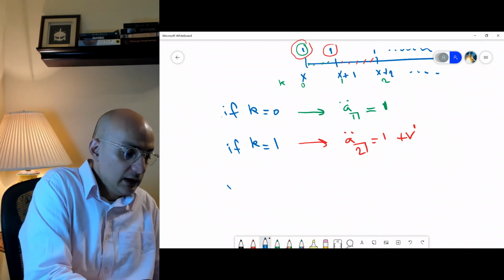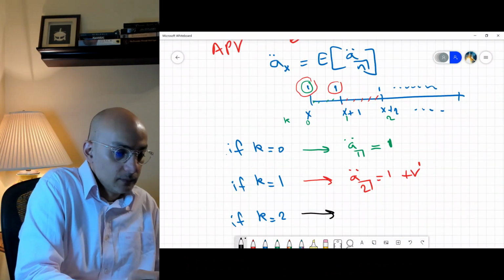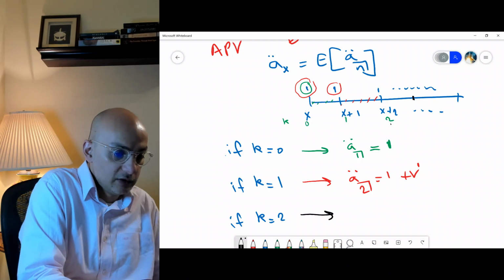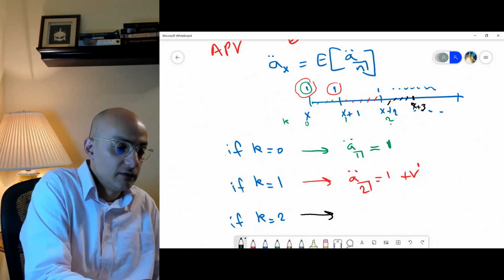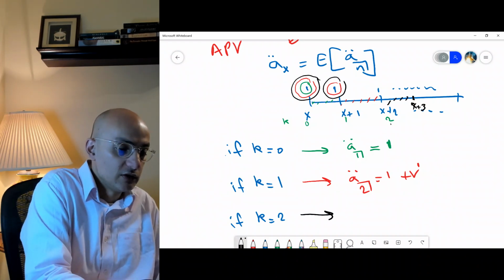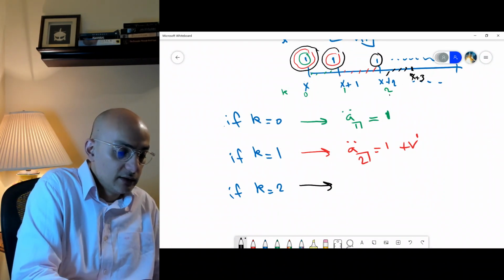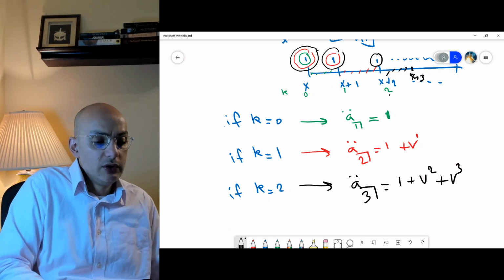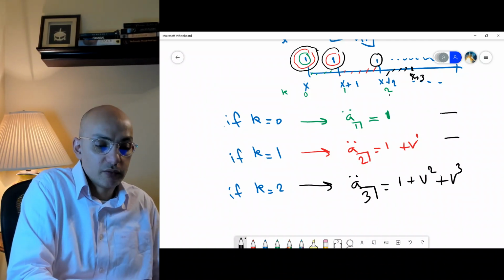Now if k is 2, the individual survived to here, and death occurs between k plus 2 and k plus 3. The individual will get this $1, this $1, and this $1, so we'll get the 3 of them: 1 plus v plus v2. So now we need the probability of this one, this one, and this one.